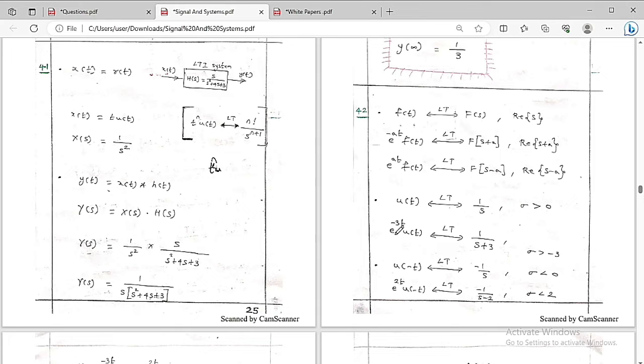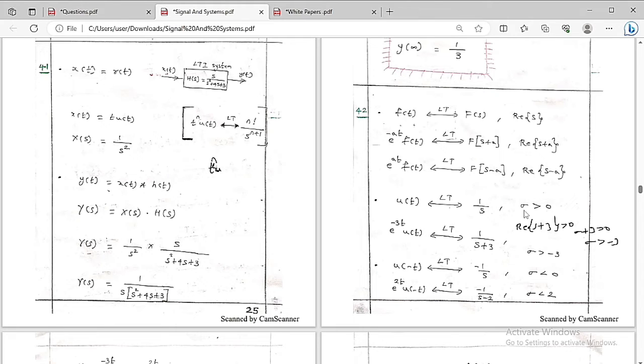Similarly, for e to the power of minus 3t times u of t, we are going to apply this formula. Here a is nothing but 3, so we replace s by s plus 3. So we are going to get 1 by s plus 3. For the ROC, as I have already told you, replacing s by s plus 3 means the real part of s plus 3 is greater than 0. Here s is sigma plus j omega, and the real part I need to consider is sigma plus 3 greater than 0. Therefore sigma is greater than minus 3. This is the ROC for this one.